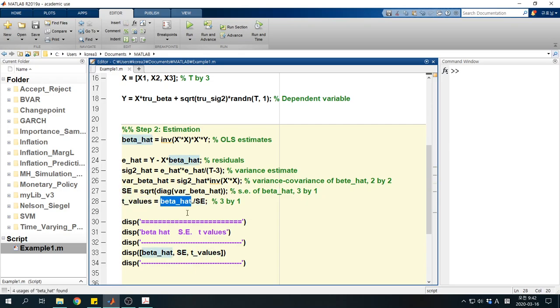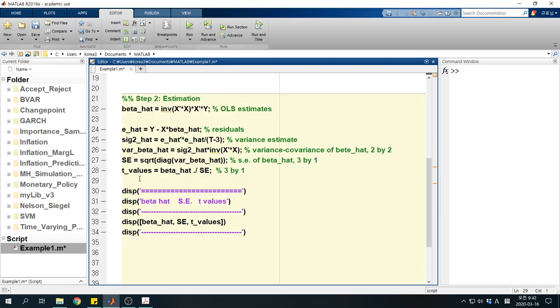Beta hat divided by standard errors. This is an element-by-element operation, that's why we have a dot here. And just for better looking, let me put a space before and after this operation. Now we ask MATLAB to display the output here.